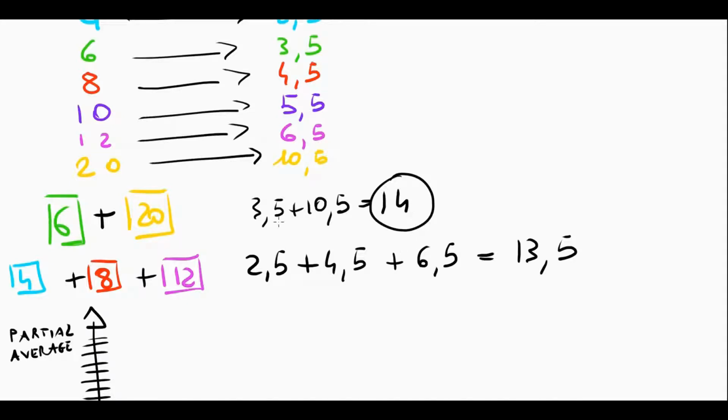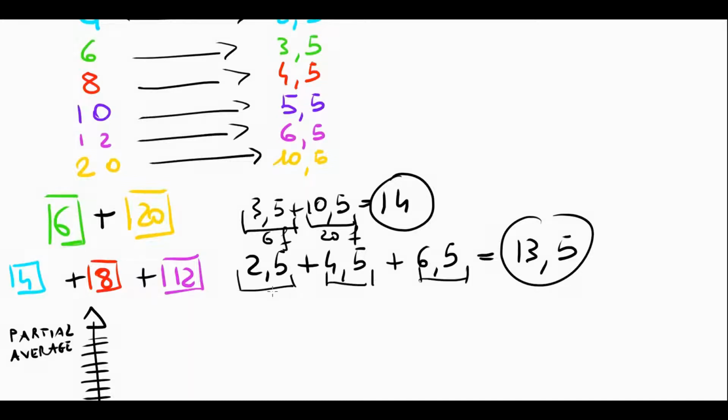It will be simply the sum of the expected averages of the two different dice: 3.5 for the 6 faces and 10.5 for the 20 faces. And if we have a set of 3 different dice, with 4, 8, and 12 faces, the expected average is simply, once again, the sum of the expected averages of the single dice.